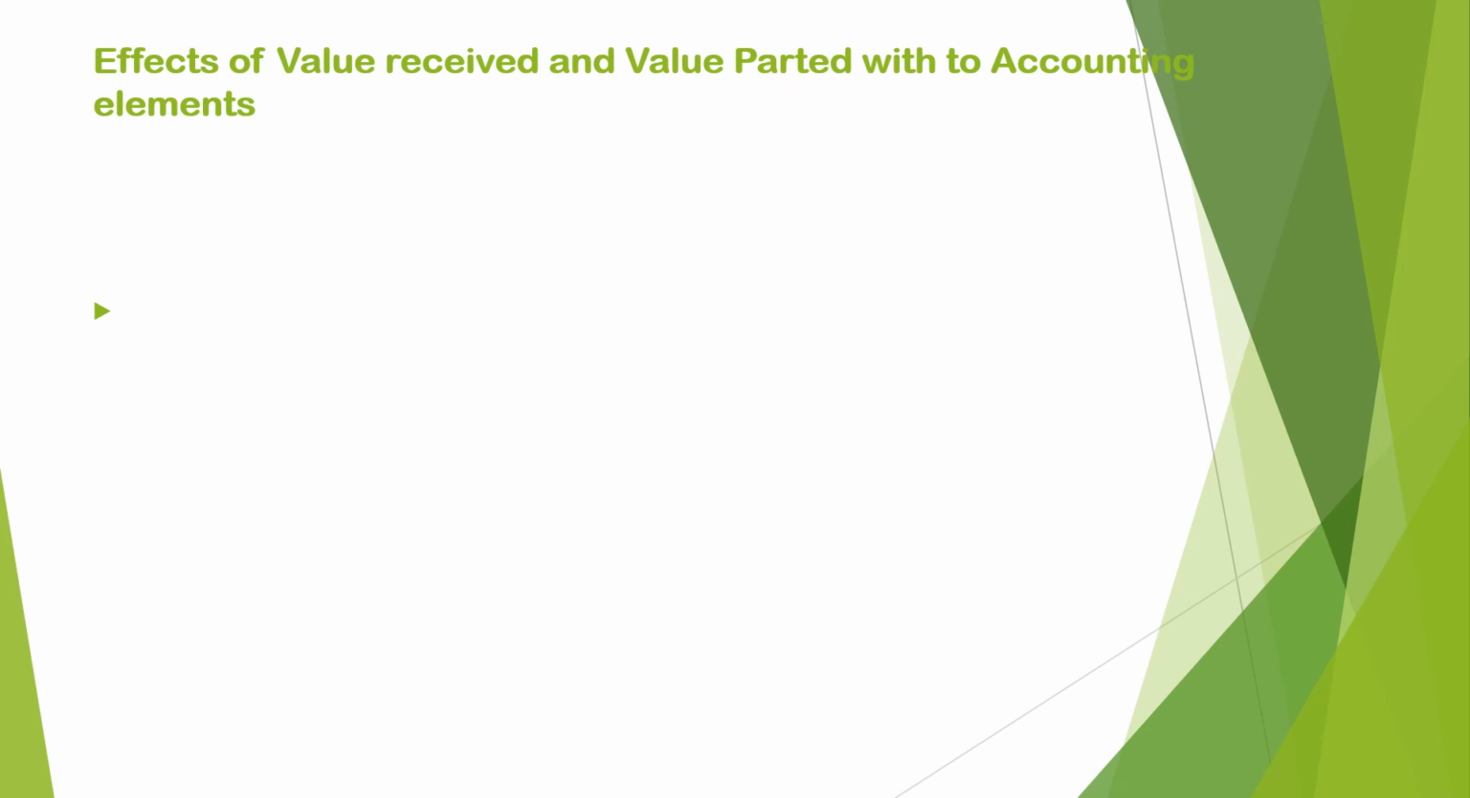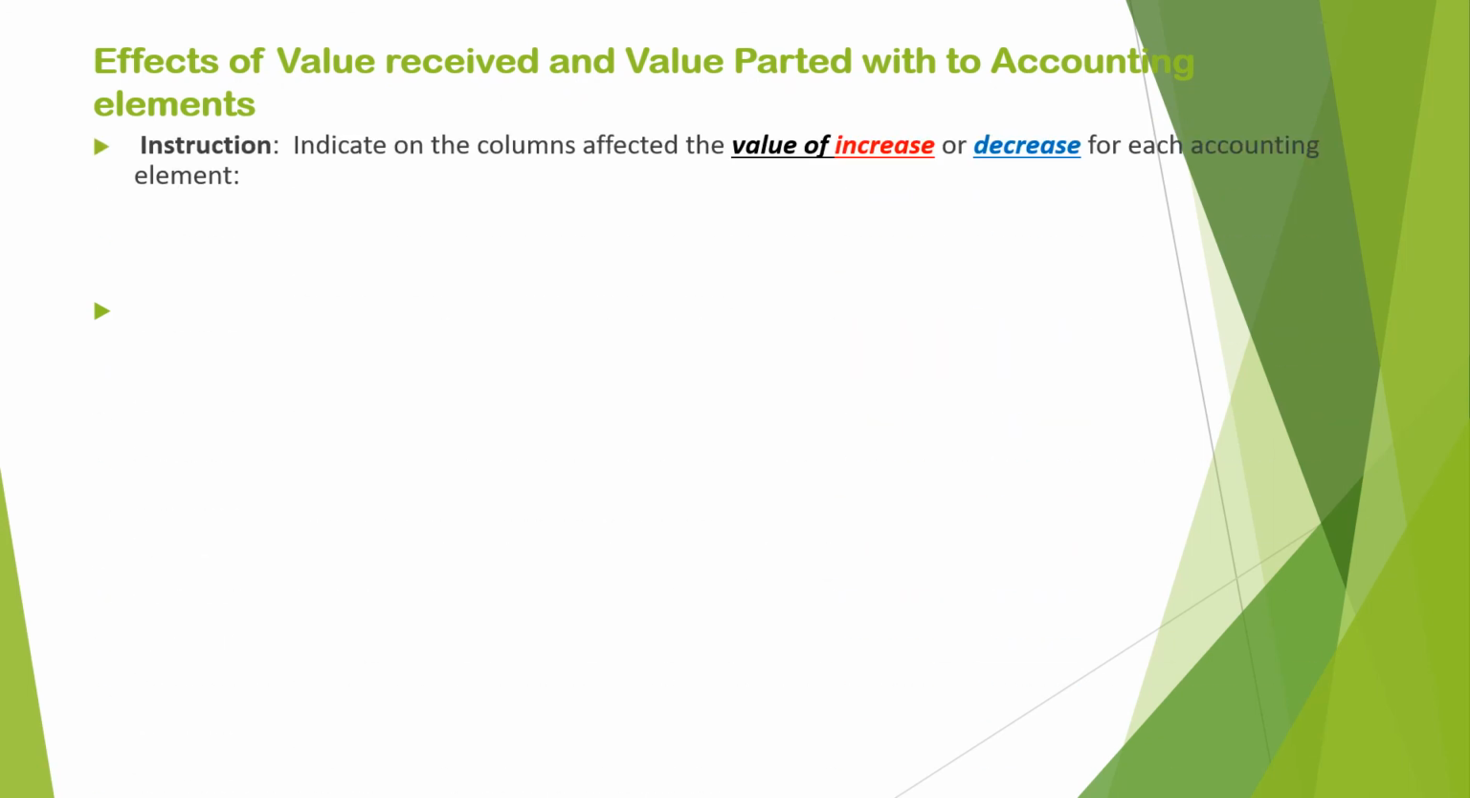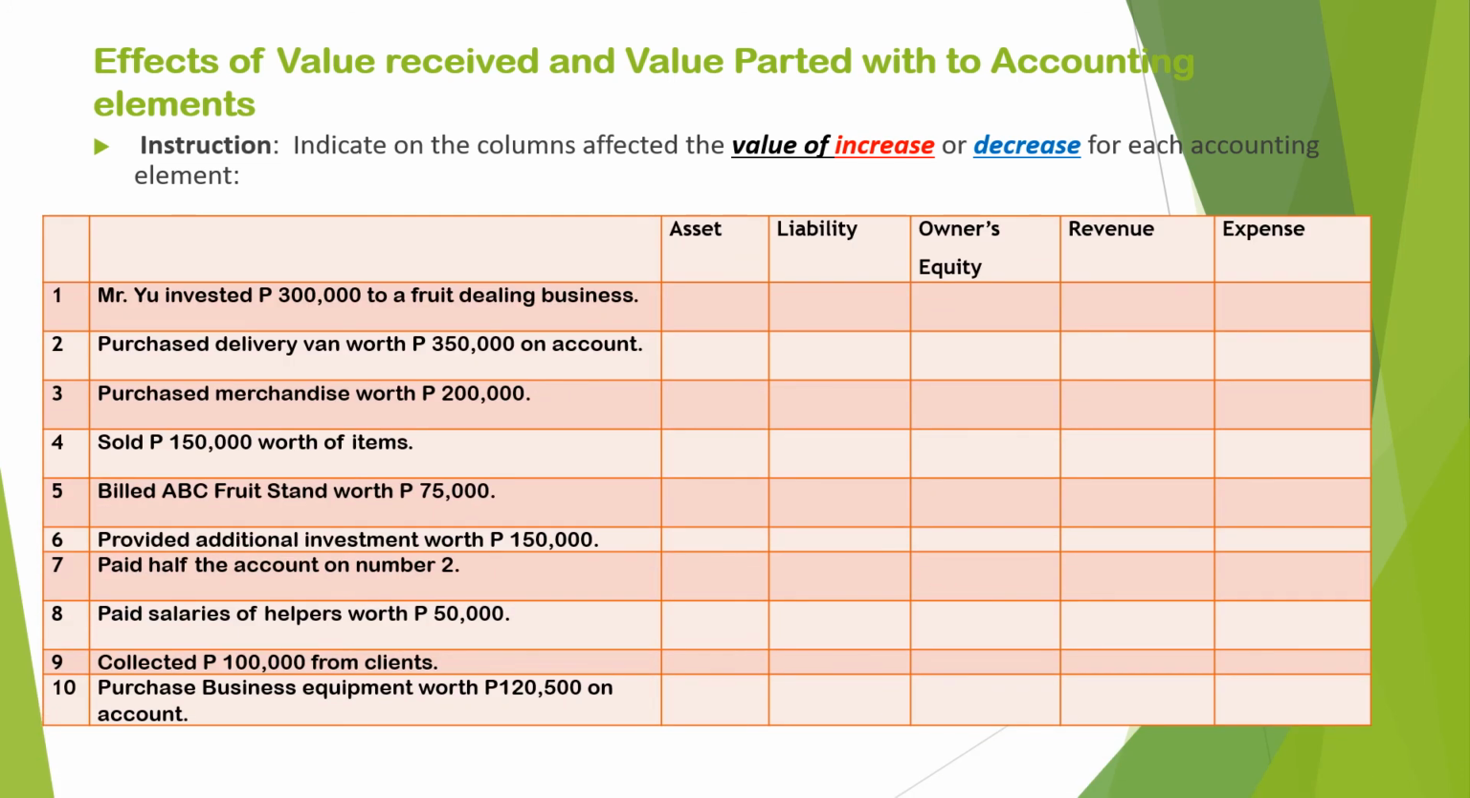Effects of value received and value parted with to accounting elements. From here naman, you're going to indicate the columns affected, the value of increase or decrease for each accounting element. So, ito yung ilan sa napansin kong mali yung ginawa ninyo. Ang isusulat po ay increase or decrease. Yun din pong ginamit natin na sample sa kabila. Kung dun sa number 1 transaction, merong increase kay asset, isulat mo yung increase under asset. Kung decrease naman siya, sulat mo naman yung salitang decrease. Okay po? Basahin mabuti yung bawat transaction.